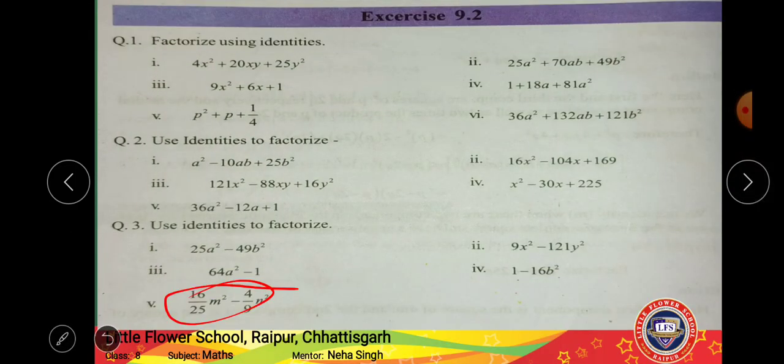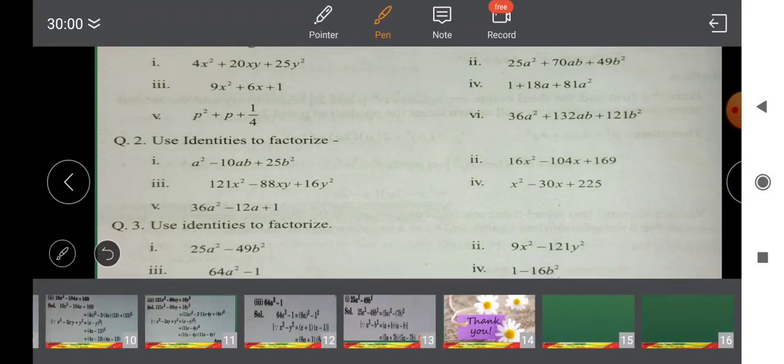16 by 25 m square, 4 by 9 n square. See now, 16 I can write it as 4 square and 25 as 5 square, and m I'll write it as whole square because m was also in square. Similarly, 4 is square, 2 square is 4, 3 square is 9 and n.